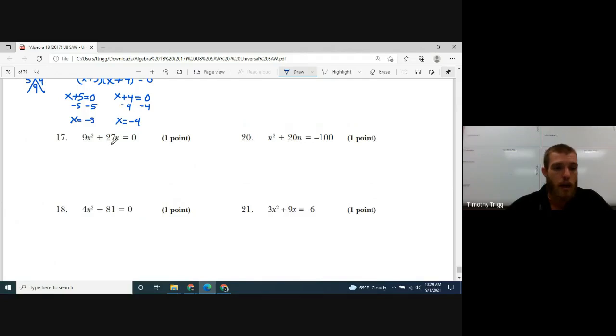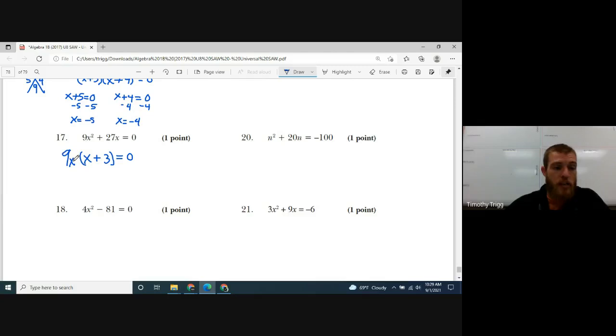For this one, we want to look for a greatest common factor. Is there a factor that you can pull out from both these? Well, yes. In fact, you could pull out a 9x. That's your greatest common factor for these two terms. Once you factor that out, this will just be x plus 3. Again, I'm dividing both these terms by 9x.